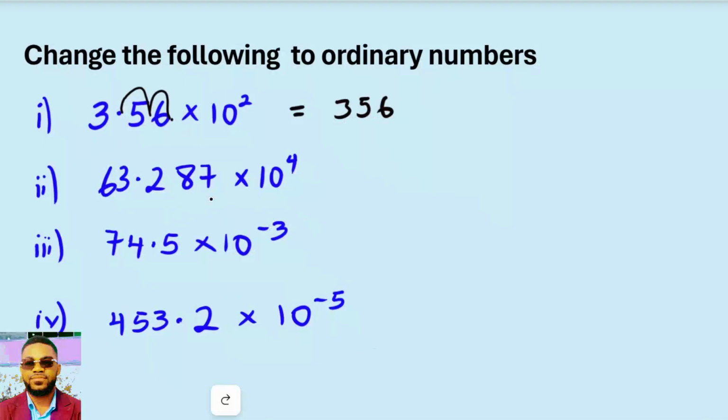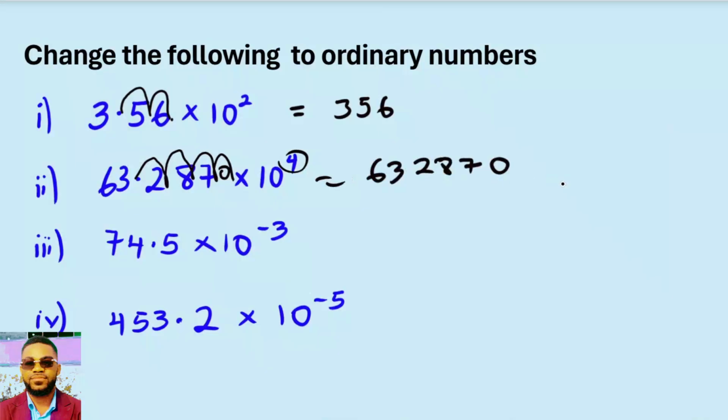So that is it. Let's take this one too. We are going to move 4 times to the right because the exponent is 4. So that's going to be 1, 2, 3, 4. In this case, we have an empty space here. We have to fill with 0. So that means our number is going to be 632,870. So that is it.